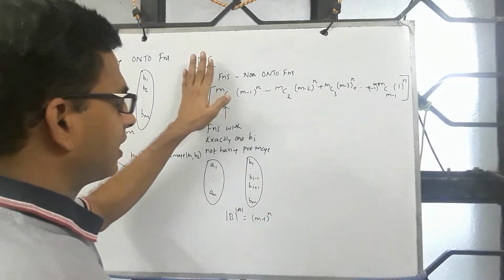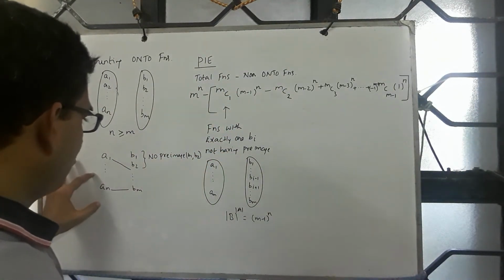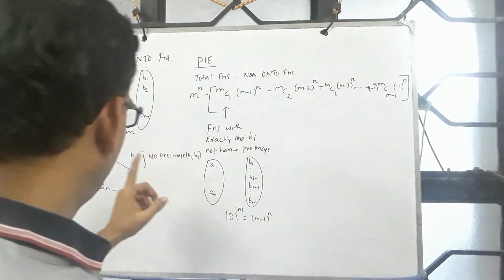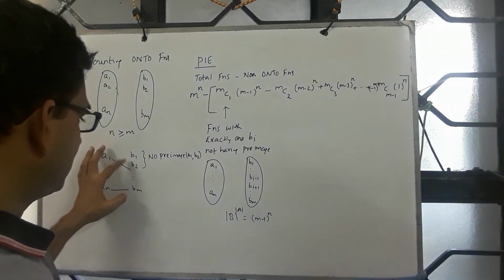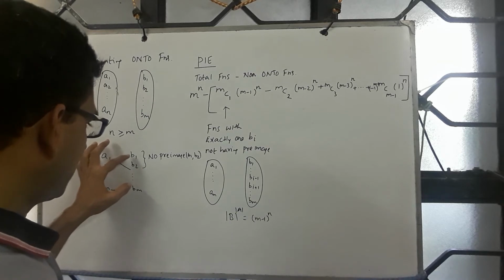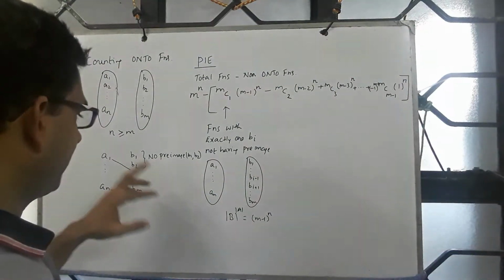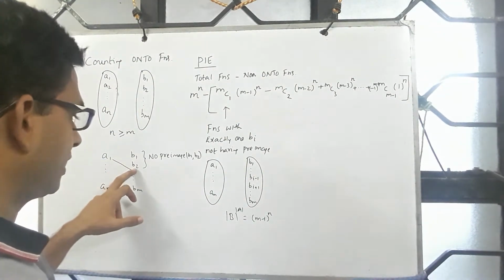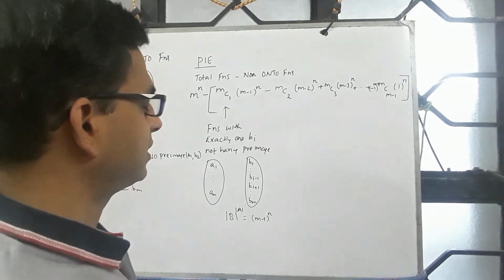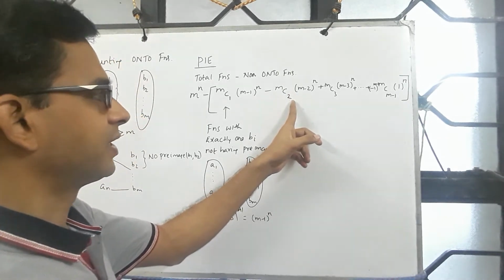Then you see that when we looked at this, for example, a function where there is no pre-image for b_1 and b_2, we would have counted the same function once with respect to b_1, saying this function is such that b_1 is not having the pre-image, and the same function again citing b_2 as not having a pre-image. Ideally we should have counted it once, so that has to be subtracted, and the subtraction happens here.